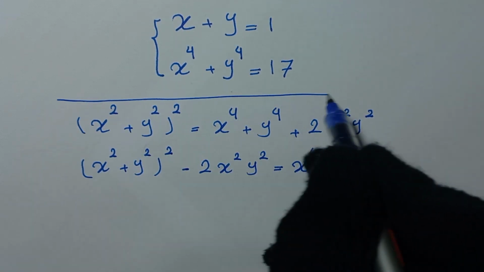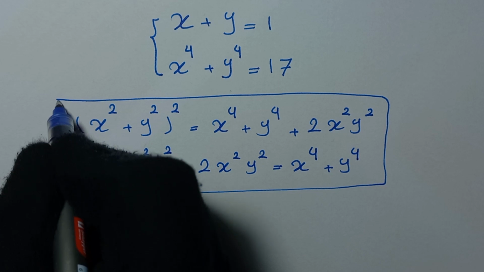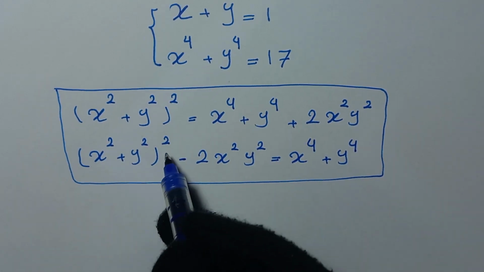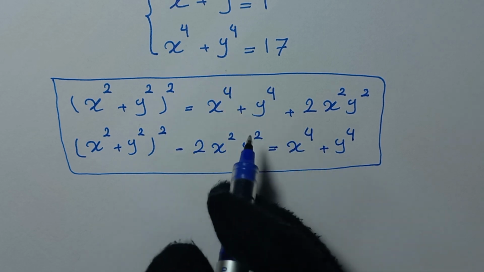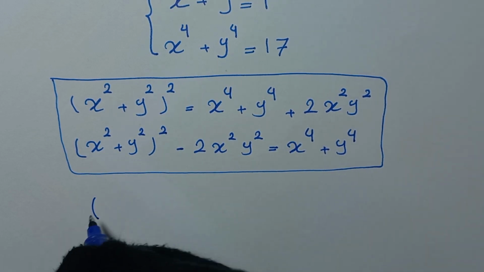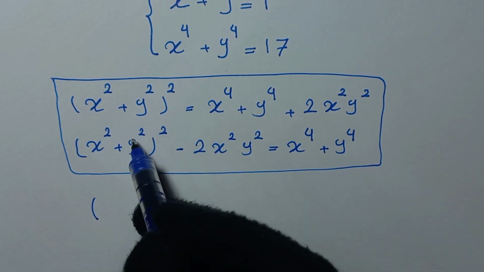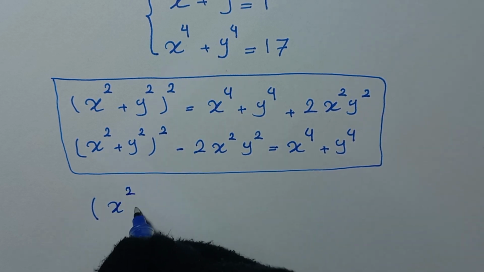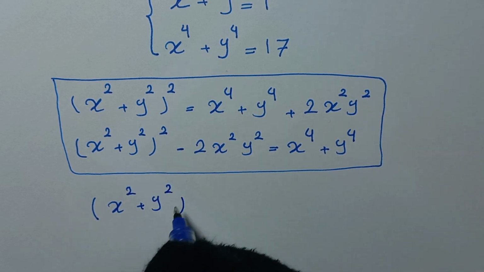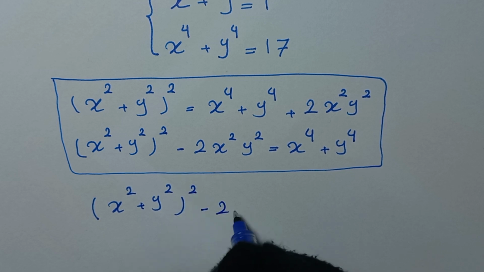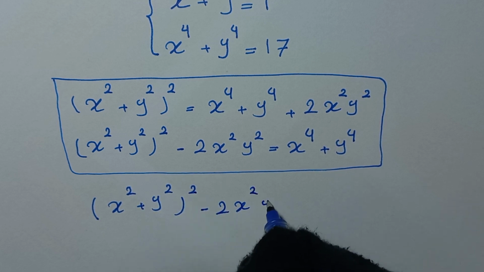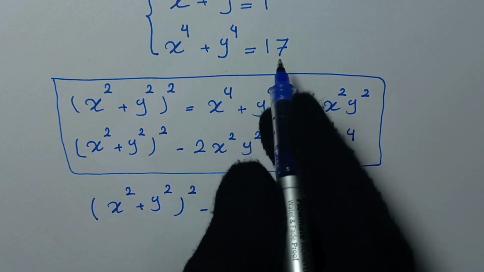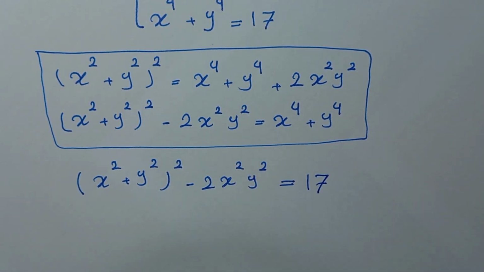So, in here we have x to the power of 4 plus y to the power of 4, and this is equal to this. So, we substitute this in this equation, and it will be (x squared plus y squared) to the power of 2 minus 2x squared y squared. This is equal to this, and it's equal to 17.